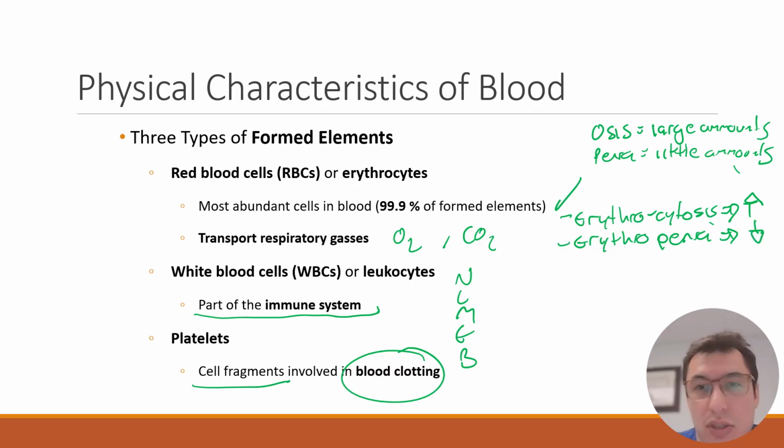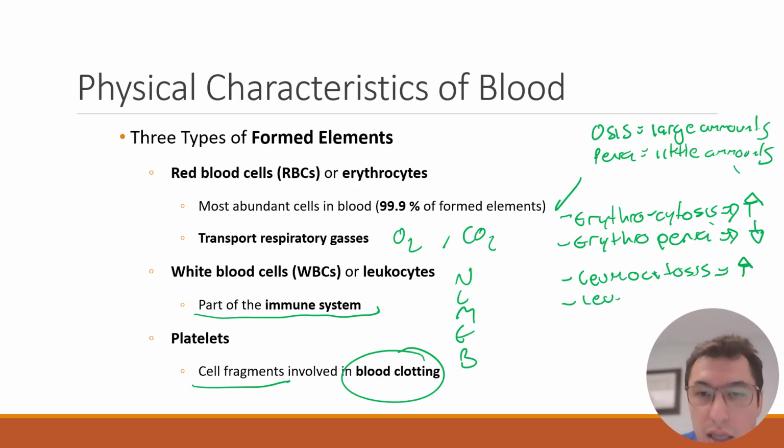What about leukocytes? Leukocytosis. Leukocytosis will mean a high amount of leukocytes. A leukopenia will mean a low amount of white blood cells.